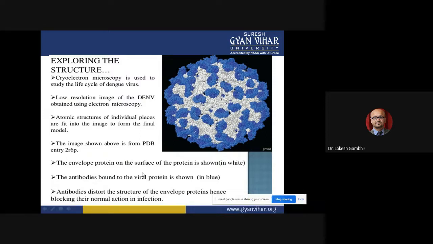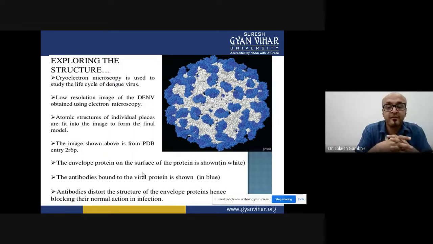So what is the antibody doing? The antibody is distorting the structure of the virus, the envelope. It is distorting the structure of the envelope protein. That's how it helps in neutralizing this particular virus.